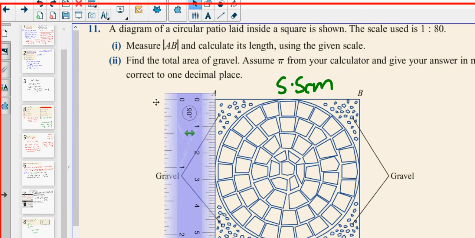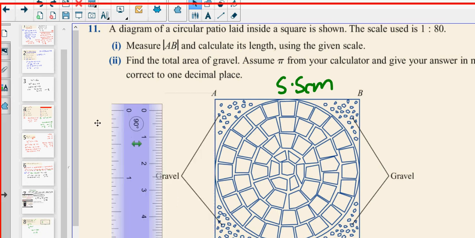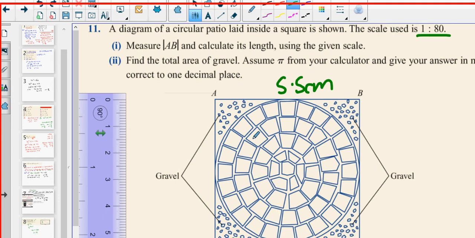Now, the problem is it tells me it's a scale of 1:80. What does that mean, a scale of 1:80? It appears 80 times bigger in real life. So, what's 5.5 multiplied by 80? I'm going to go for 440 centimeters. 440 centimeters is how many meters? 4.4 meters. Is everybody now happy that the actual size of your area is 4.4 meters by 4.4 meters?